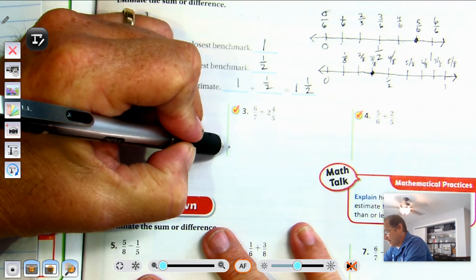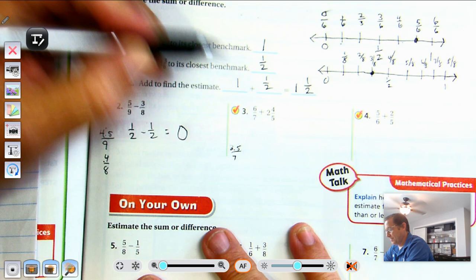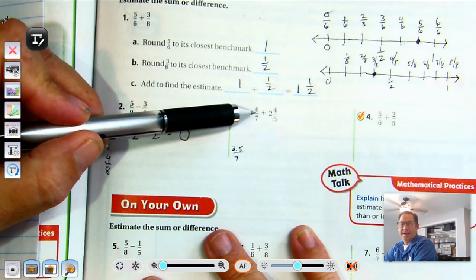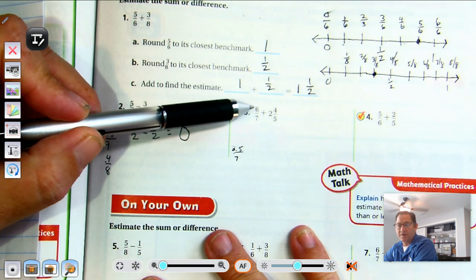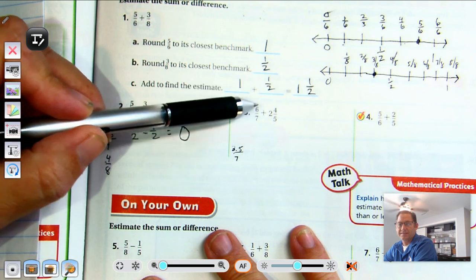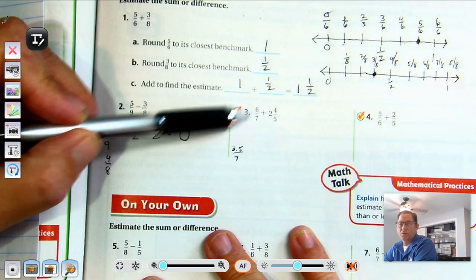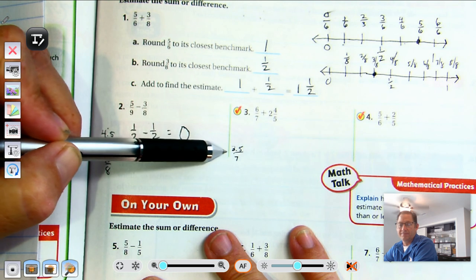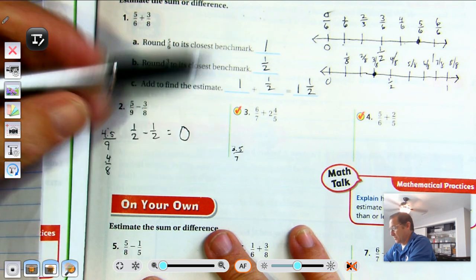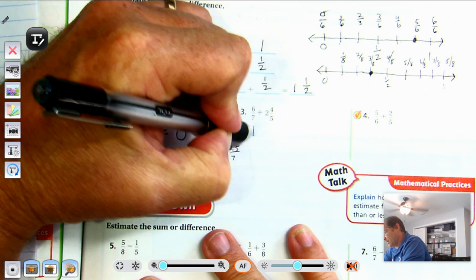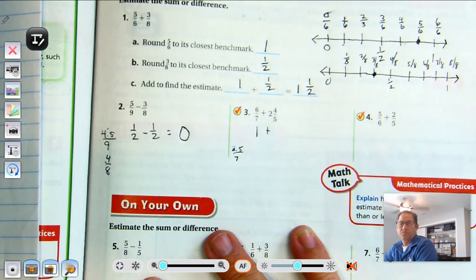6/7. Well, half of 7 is 3.5. Well, 3.5, when we compare 6 to 3.5, the 6 is actually only one jump away from 7, and it's 2.5 away from 3.5. So it's closer to 1. So I'm going to round 6/7 to the benchmark 1.